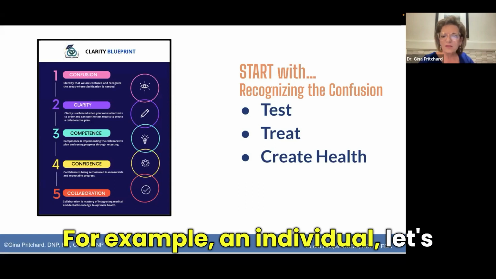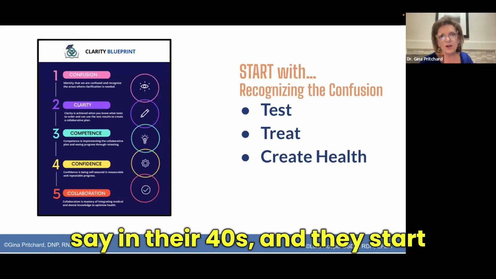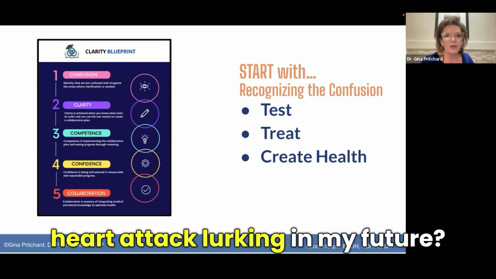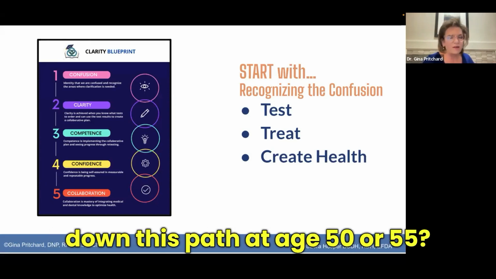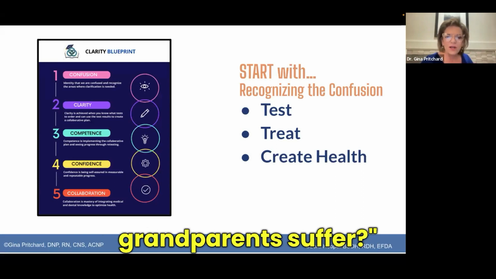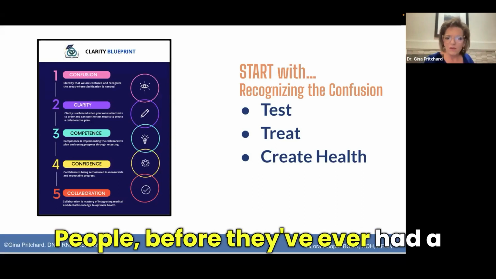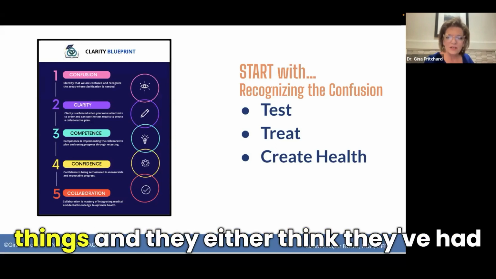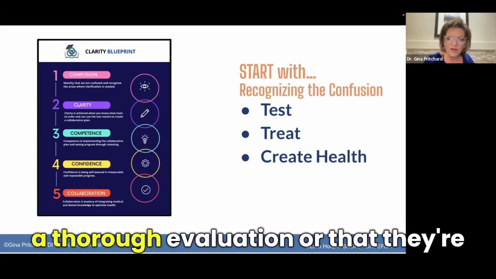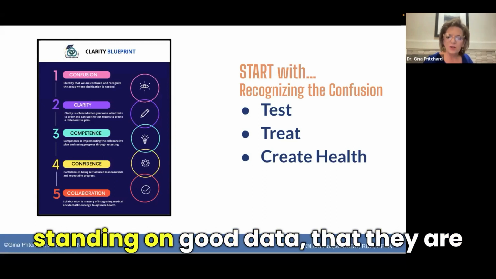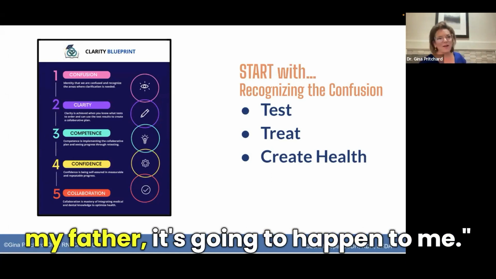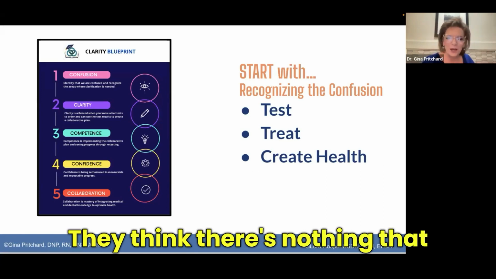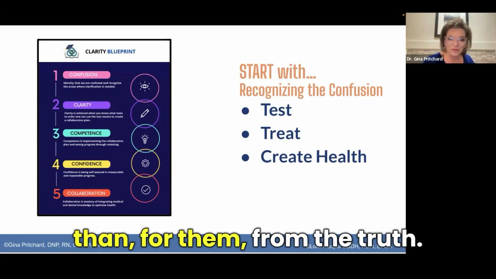For example, an individual that's, say, in their 40s, and they start to think about, could I have a heart attack lurking in my future the way my father started down this path at age 50 or 55, or the way that I saw my grandparents suffer? People, before they've ever had a problem, begin to think about these things. And they either think they've had a thorough evaluation or that they're standing on good data that they are protected. Or they're confused because they just say, well, if it happened to my father, it's going to happen to me. They think there's nothing that can be done, and nothing's further from the truth.